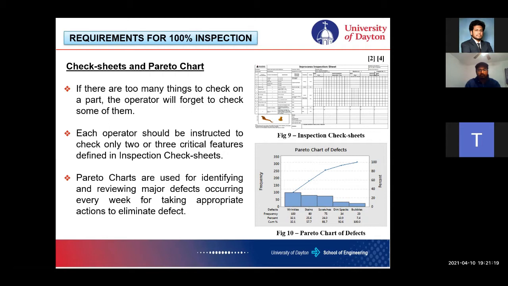Pareto charts are also prepared from defect data collected from the line. It will help top management to know about the current situation of the line and help plan preventive maintenance schedules and corrective action teams to address those defects.